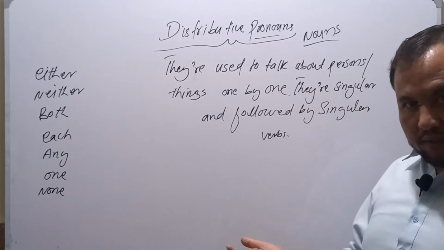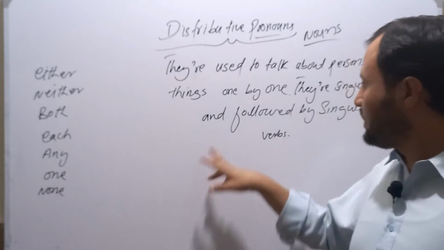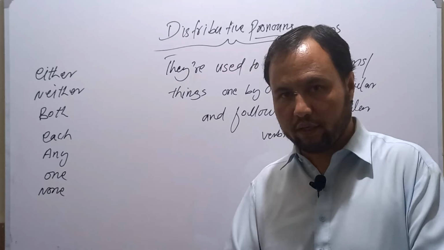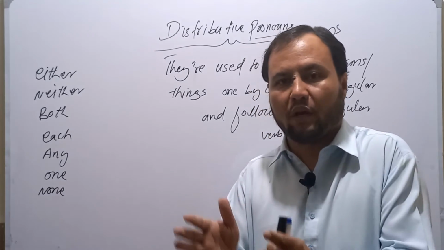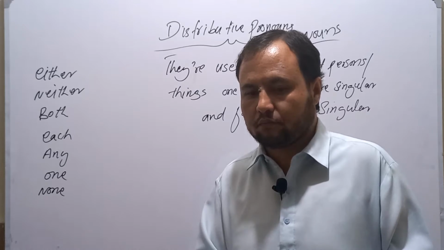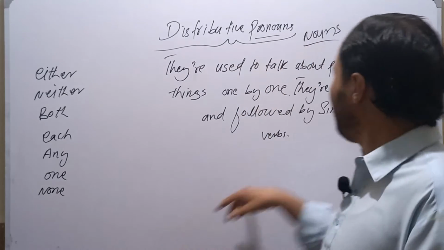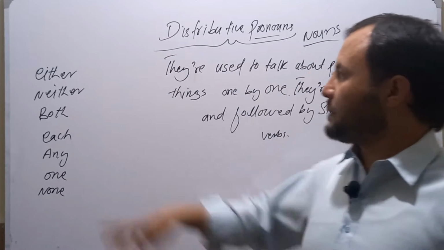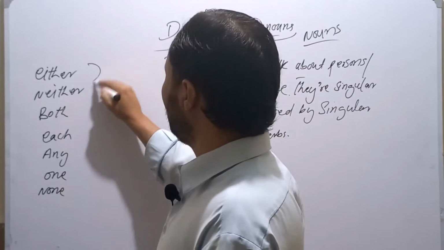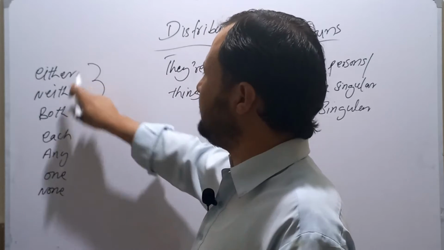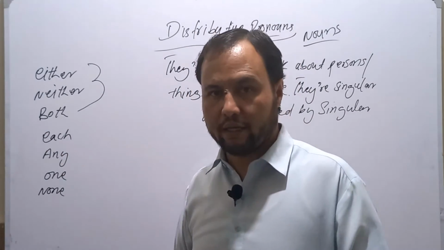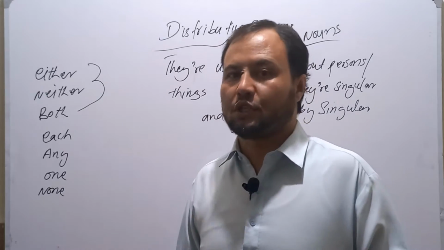They are singular pronouns and are followed by singular verbs. Because they talk about things one by one, individually, obviously they are singular. For example, either. We will use them inside our sentences also. Either, neither, both, each, any, one, and none. These are the distributive pronouns.